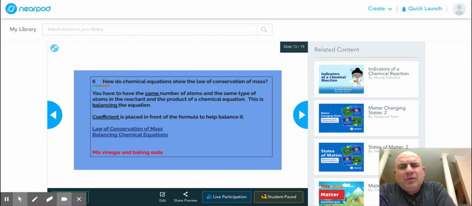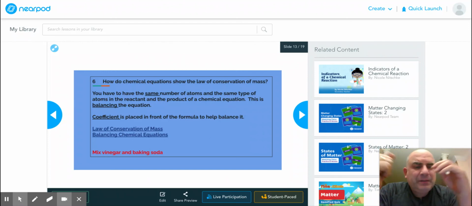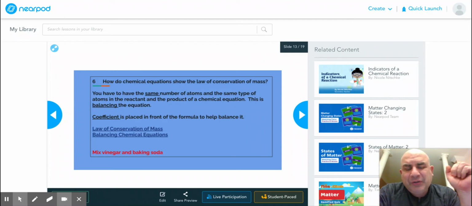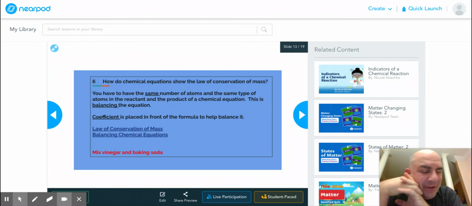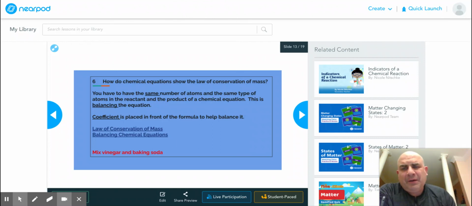How do chemical equations show the law of conservation of mass? You have to start with the same number of atoms in the reactants that you have ending up in the product. If you have too many hydrogens on one side and not enough on the other, your equation's wrong. You have to have the same number of atoms in reactant and product. It's called balancing. A coefficient, algebra at some point you might take, is the number in front of the formula to help balance it.